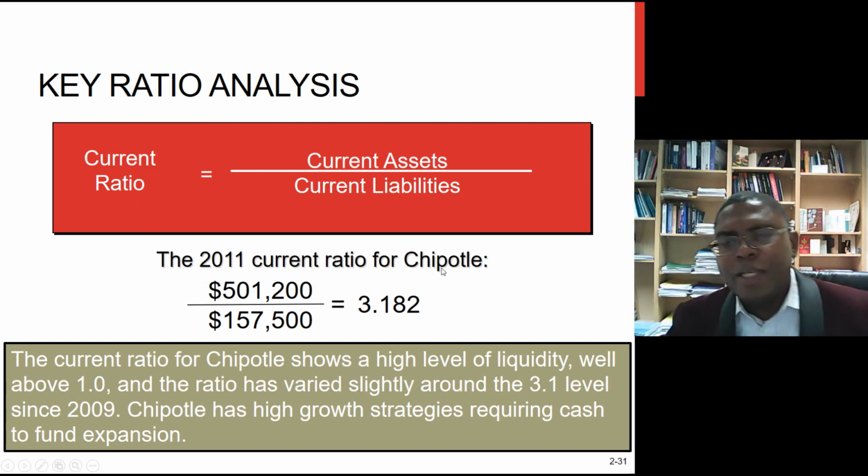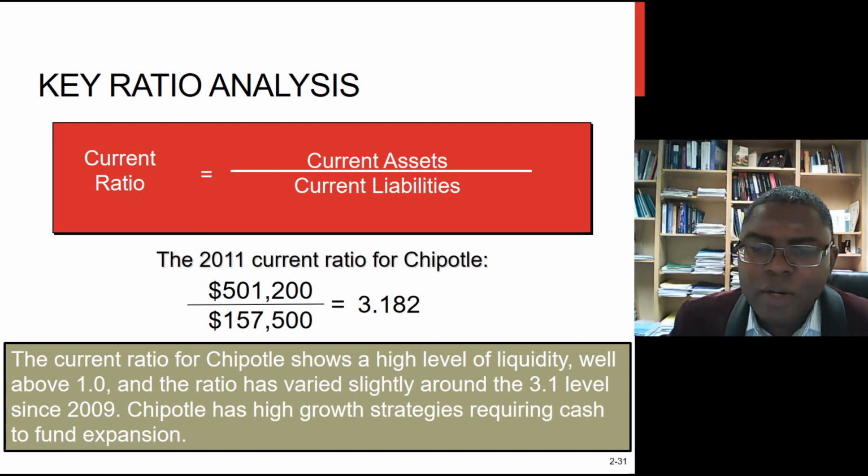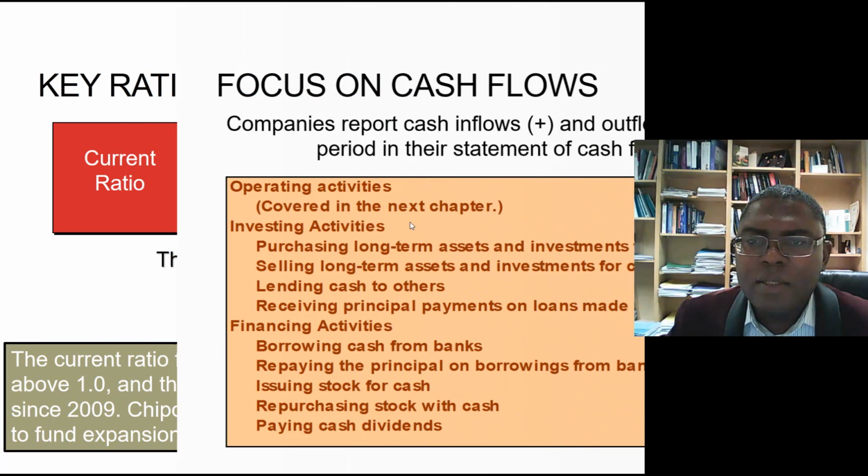So the current ratio again will be current asset divided by current liabilities, and that gives us 3.182. And this in general will be considered high because it's much greater than 1. So what that suggests to us is that the company has enough current assets to pay off their current liabilities. So the company is good as far as liquidity is concerned.